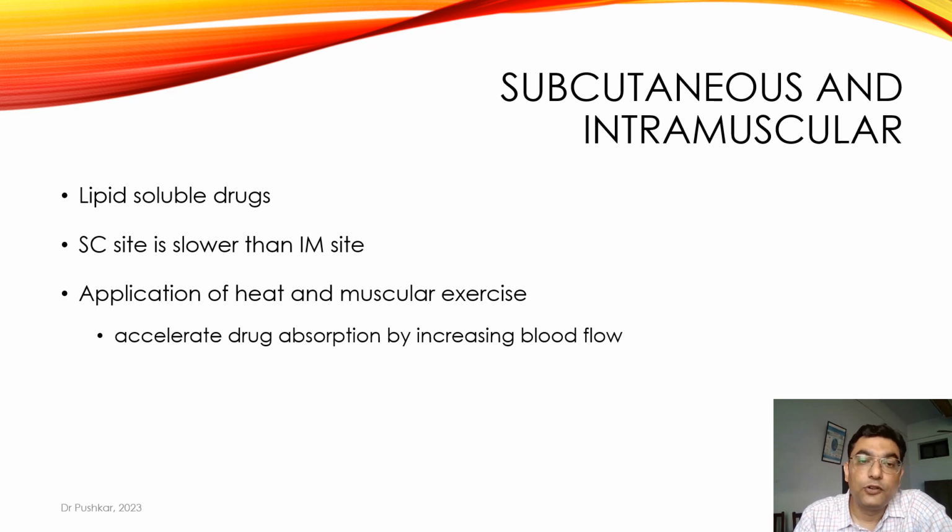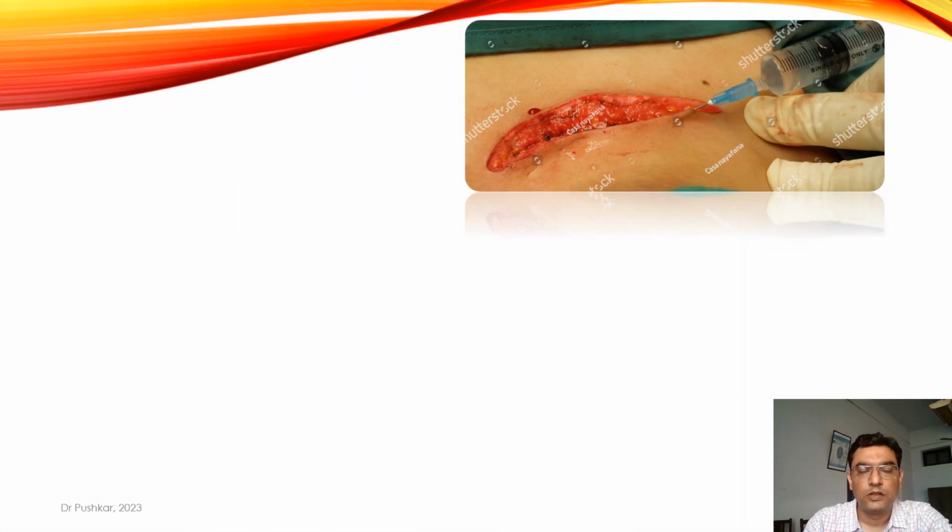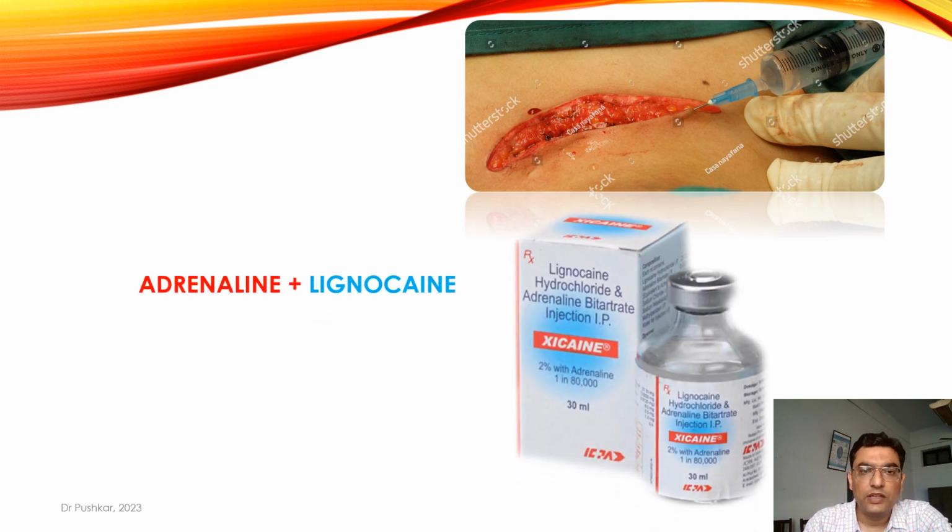But what if we want to retard the absorption? What can we do to retard the drug absorption? One important example is lignocaine. Lignocaine is a local anesthetic and it is used in minor surgeries, and if we want to put sutures here, then we will anesthetize this area, and we use lignocaine for that.